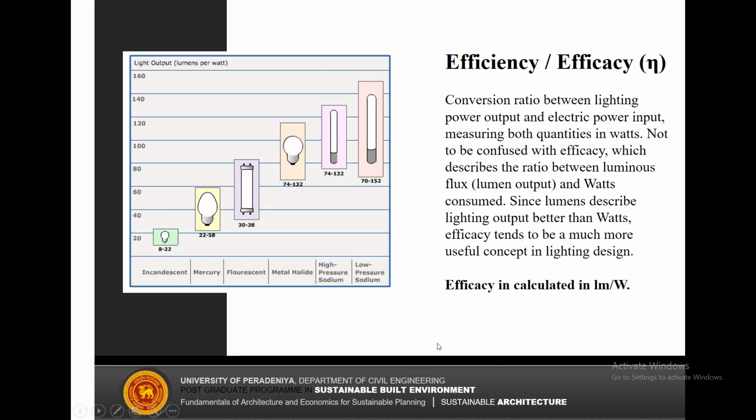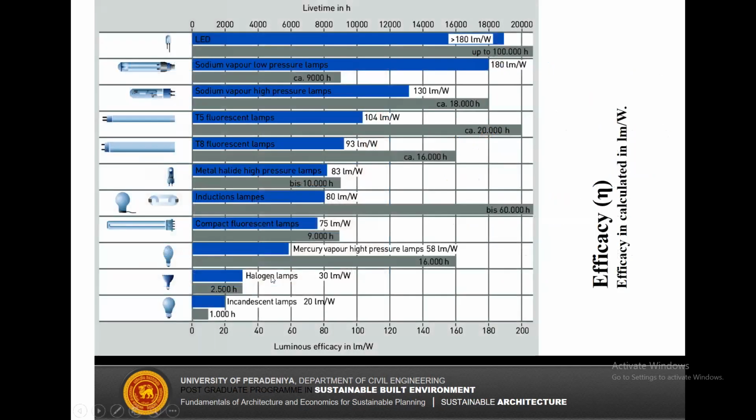So efficacy is not the total electromagnetic energy output, it is about lumens. Let's say we give 100 watts to a light bulb, then we check what is the lumen output of that light bulb, and when you divide the lumen output by the wattage, we get the efficacy of the light fitting. Okay, so that is called efficacy. It's a very important concept. So these are the efficacies of different light sources. It's a comparison.